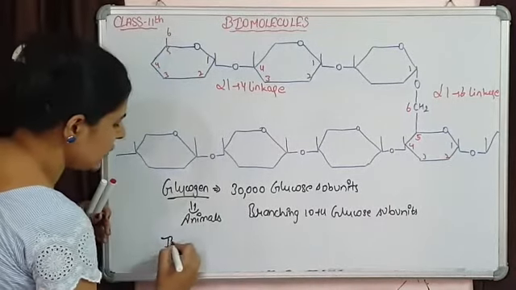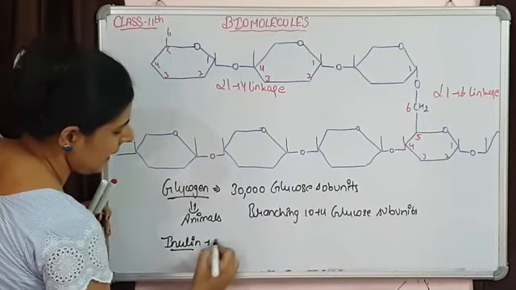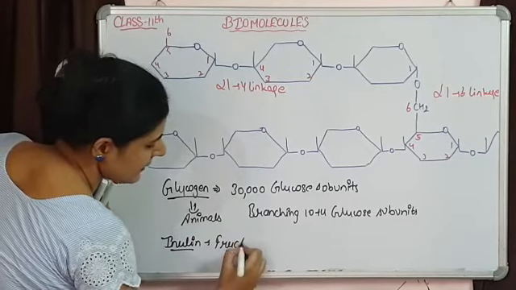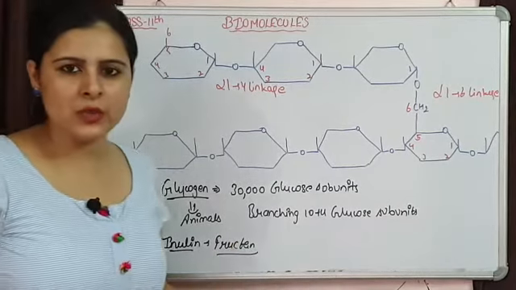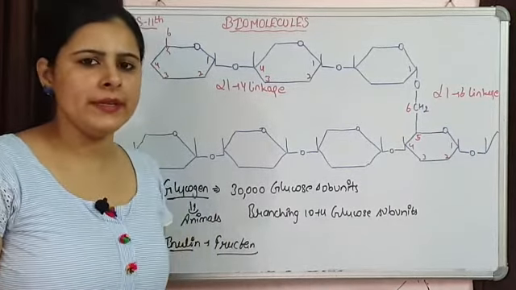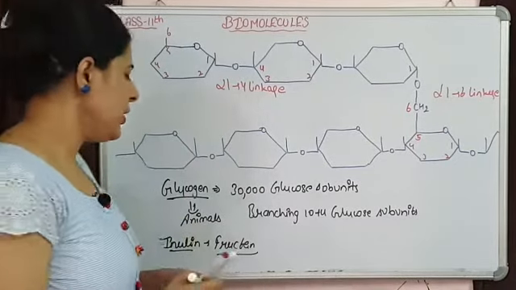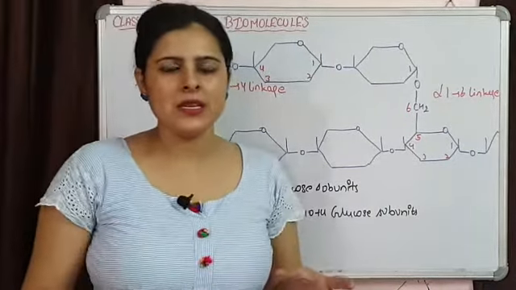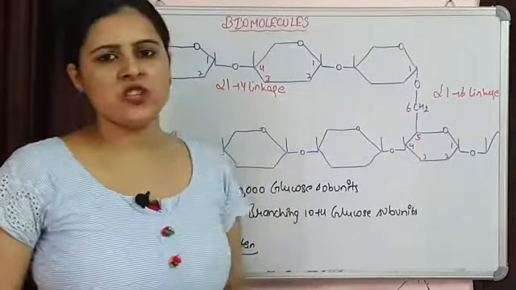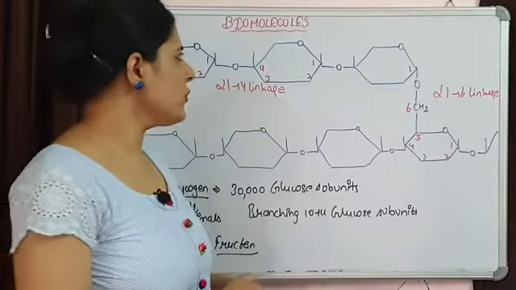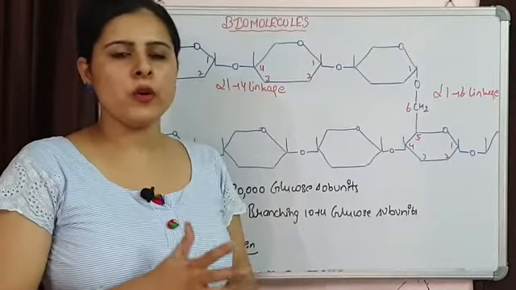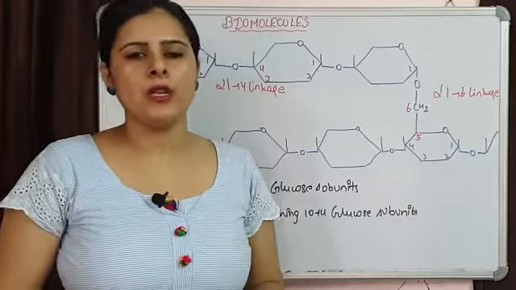And the third one is inulin. Inulin is a fructan. That means fructose forms this inulin. There are many plants where it acts as a reserved food material, also in the tuberous roots. In the human body it is not metabolized, therefore the kidney excretes it out. So these are the storage polysaccharides. That's all for today. In the next class we are going to talk about structural polysaccharides and mucopolysaccharides.